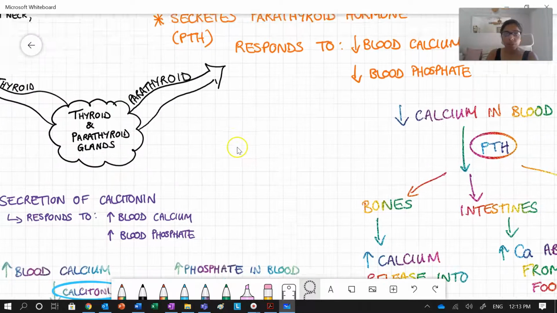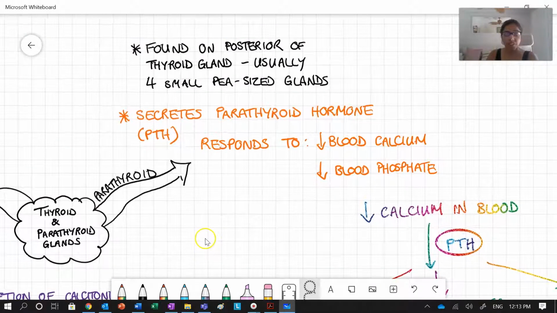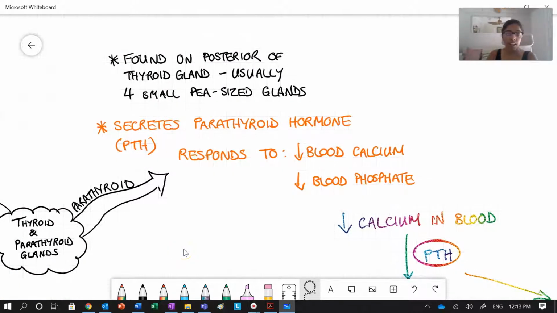All right, so now we're going to look at the posterior side of the thyroid gland, and we find 4 small P-shaped glands called the parathyroid glands. You can find an image of this in your textbook and also in your class notes. Now, parathyroid gland secretes parathyroid hormone. This hormone has other names, but we can refer to it as PTH once we've said the full name.